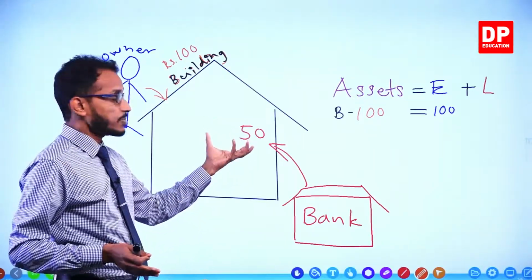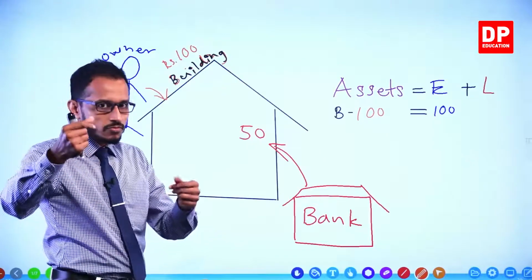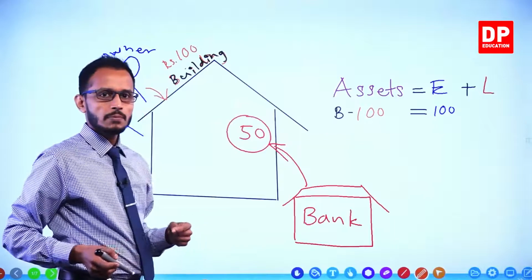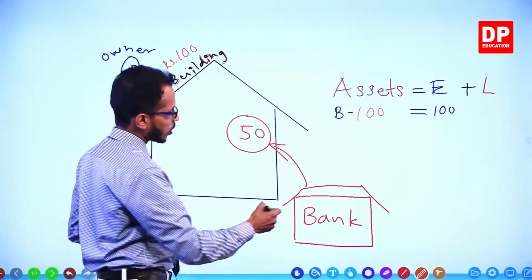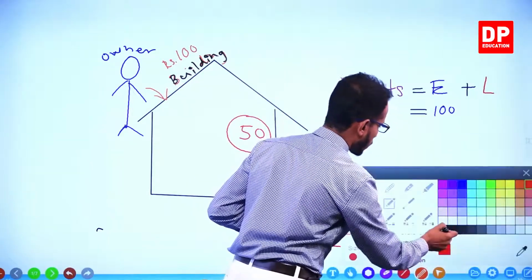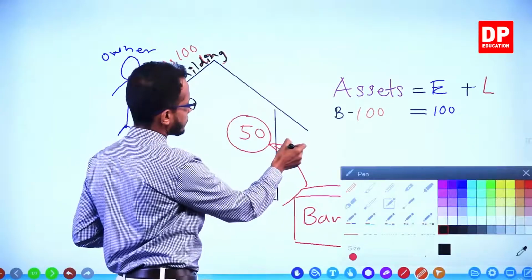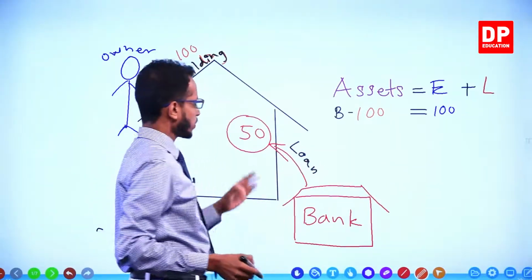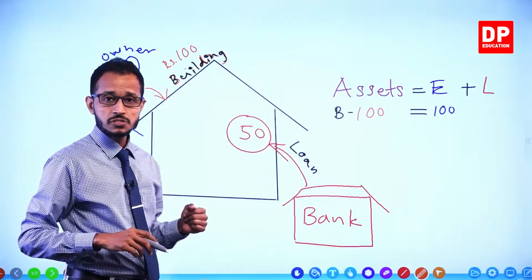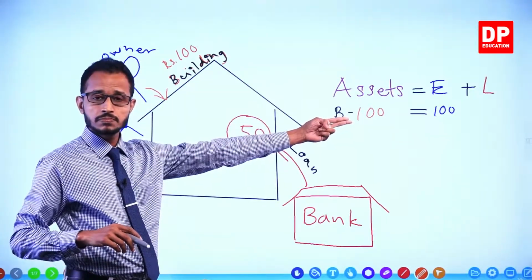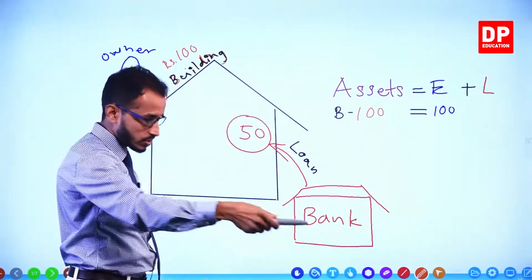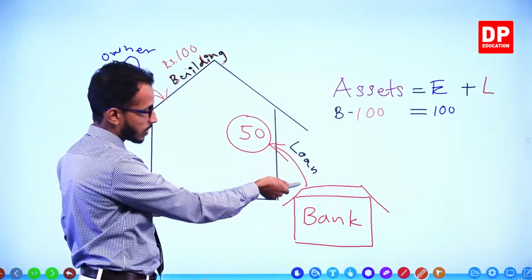Why did he take this 50? Because he did not have money. He did not have cash at hand. This 50 becomes a liability because it's a bank loan. How to record this 50 bank loan obtained for the business under the accounting equation? Tell me. How to record this 50 bank loan obtained?